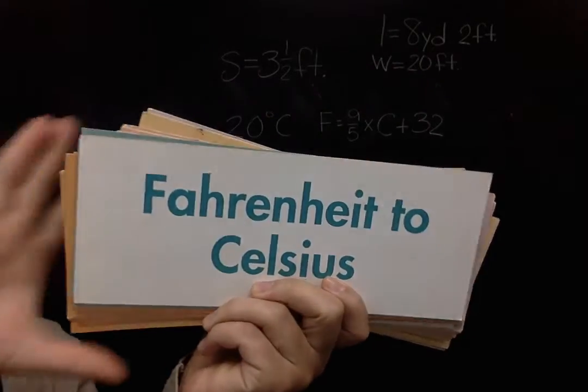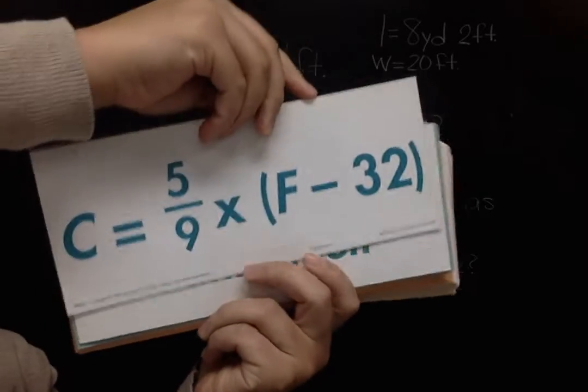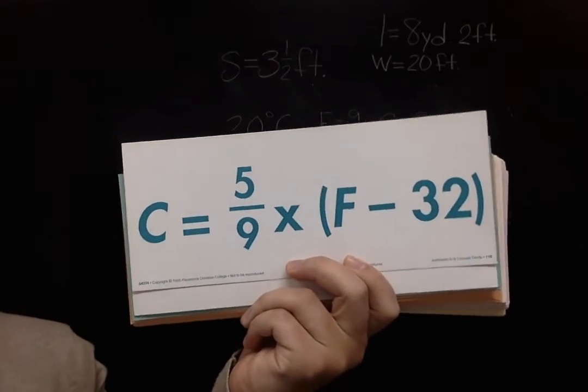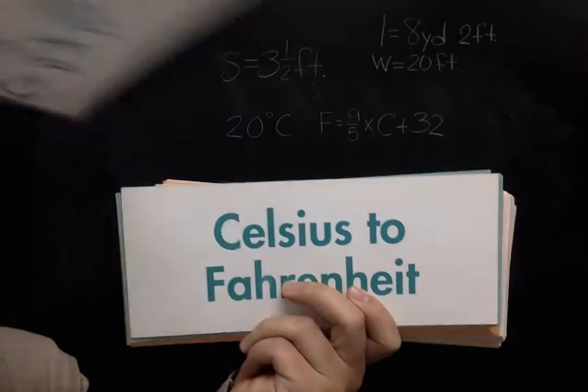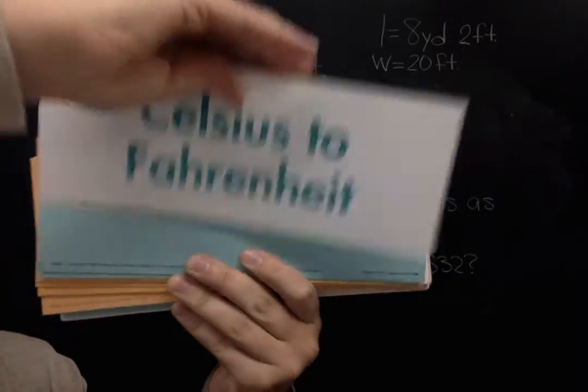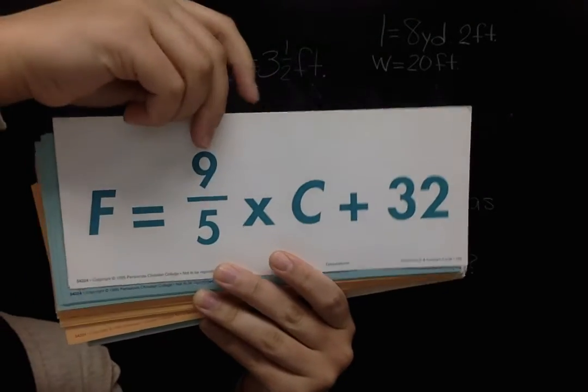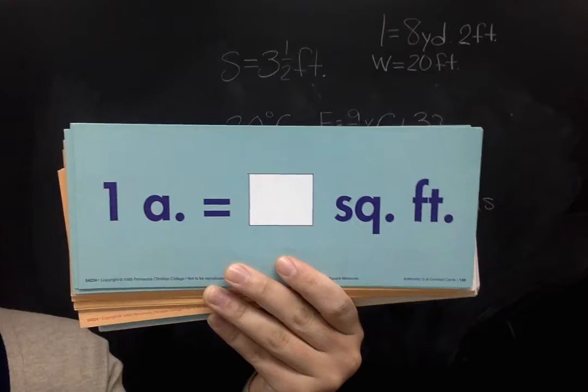Boiling point of water Celsius. 100 degrees. Formula for converting from Fahrenheit to Celsius. C equals 5/9 times, in parentheses, F minus 32. For converting from Celsius to Fahrenheit, what is the formula? F equals 9/5 times C plus 32.